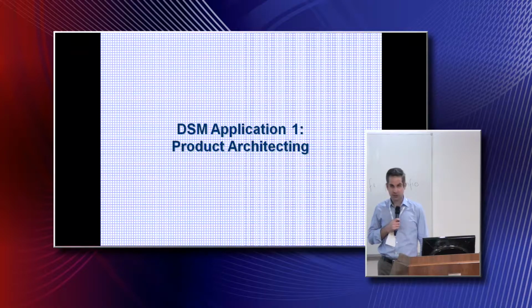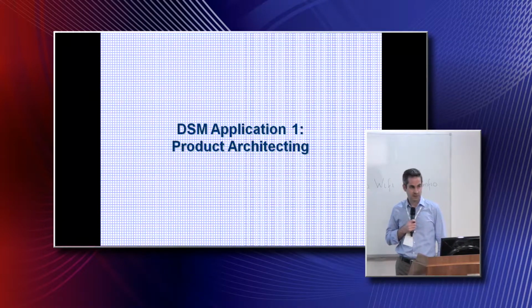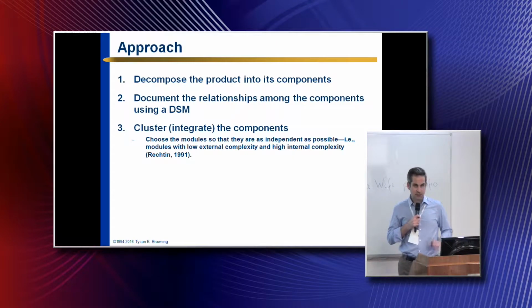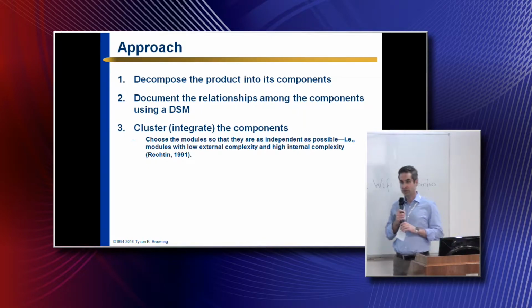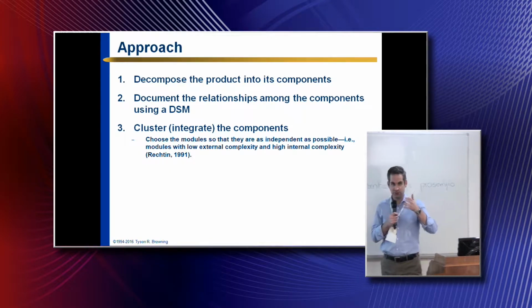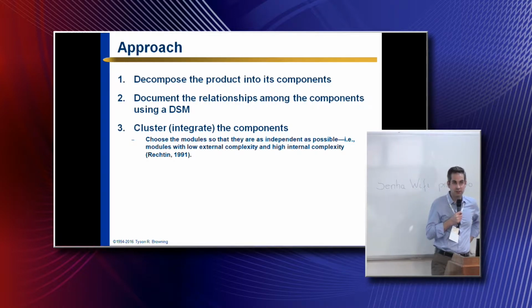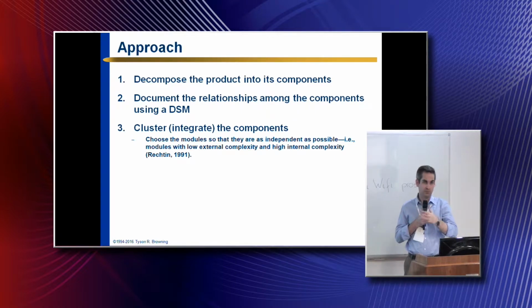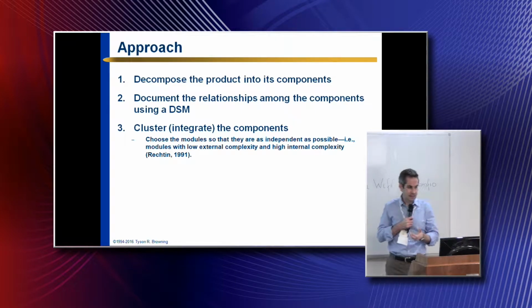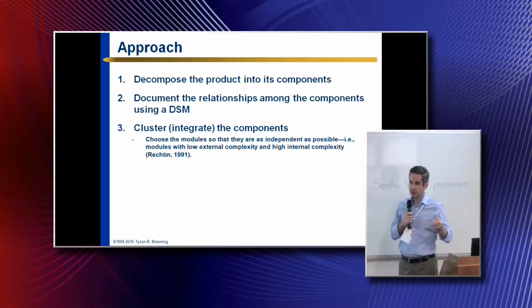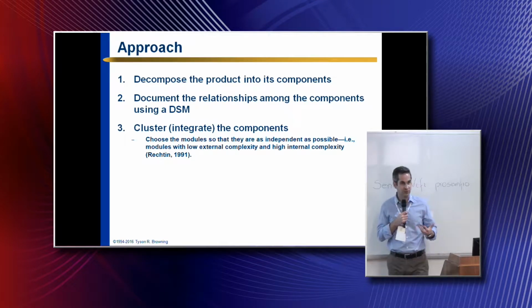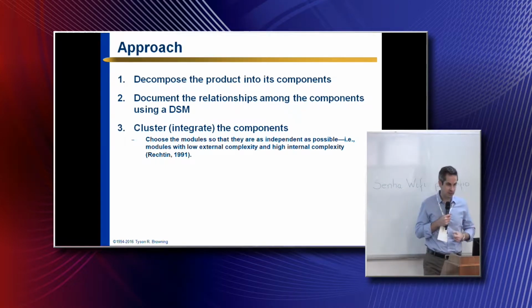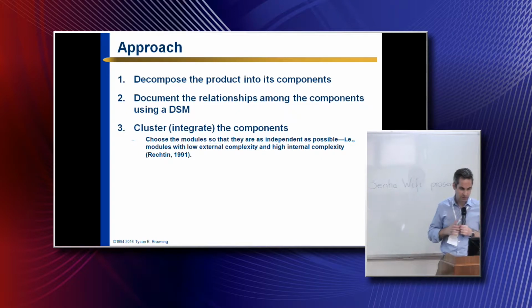All right, so product architecting. That'll be our first DSM application. And here is an abbreviated version of that same general process I just showed you a minute ago. First, we're going to take our system as a given, and we're going to break it into pieces. Here we'll call them components of a product. We're going to look at the relationships among those pieces, and then we're going to see what sort of new integration or structure of the architecture we might come up with based on that model.